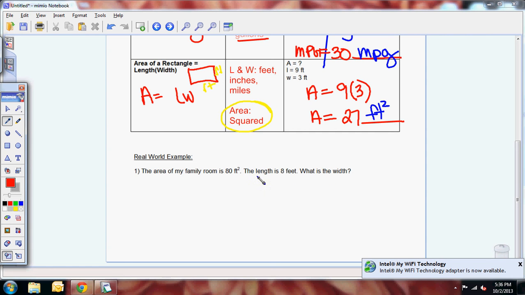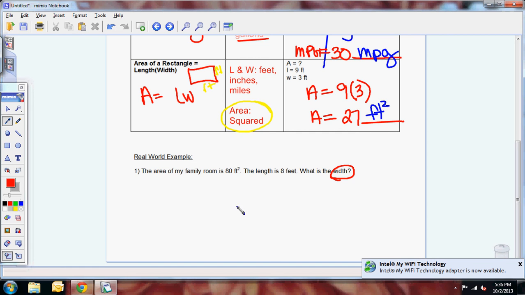What is the width? So the first thing you're going to want to do whenever you have a word problem is figure out, what is it asking? Well, I'm looking for the width. Okay? So the problem is I have the area, I have the length, but I'm missing the width. So then you're going to figure out what formula can I use to solve this problem. So the formula that makes the most sense would be your area formula. Area equals length times width.